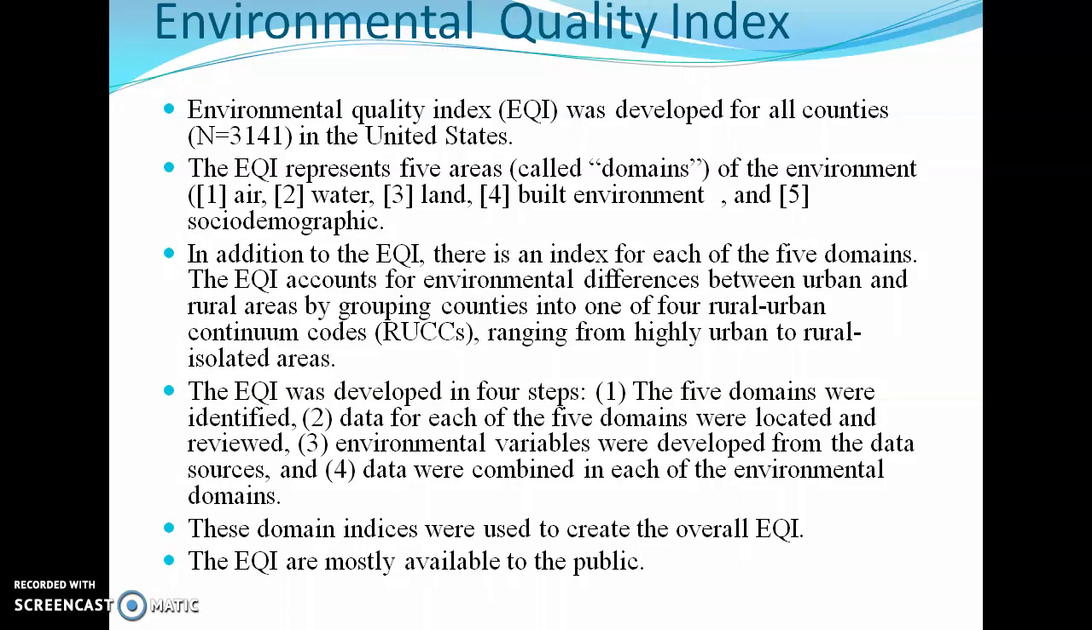Then EQI was developed in 4 steps. First, the 5 domains were identified, that we have seen. Second, data for each of the 5 domains were located and reviewed. That is the second step that we are going to see in this presentation. Now the third step is environmental variables were developed from the data source. So now the environmental variable for each data source is identified and developed. And last, data were combined in each of the environmental domains.